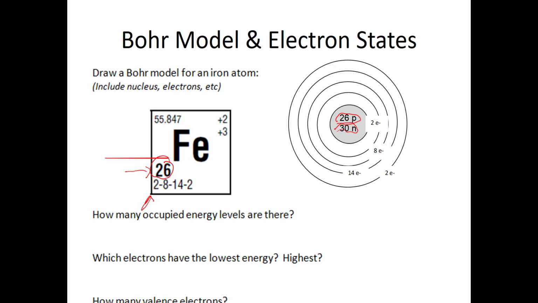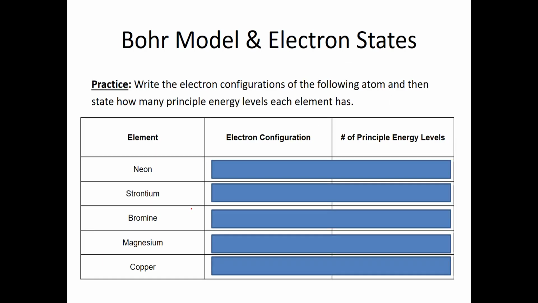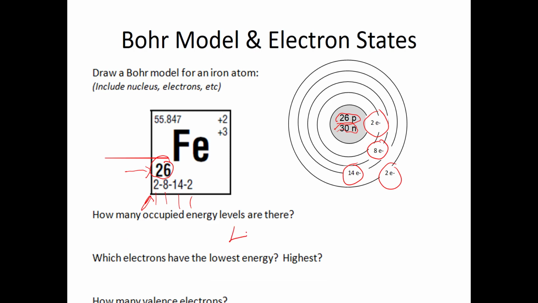1, 2, 3, 4 principal energy levels, so 4 orbitals. On the first one, I'm going to have 2 electrons. On the second, I'm going to have 8. On the third, 14. And on the last one, 2. So how many occupied energy levels are there? You're just going to count the number of groups. 1, 2, 3, 4. So you know you're going to have 4 altogether.